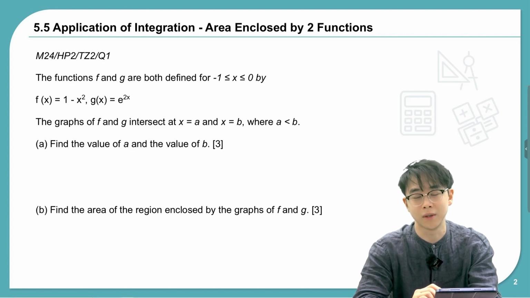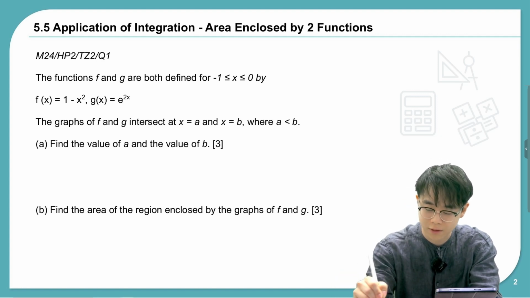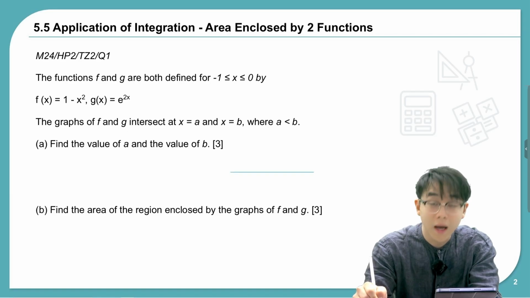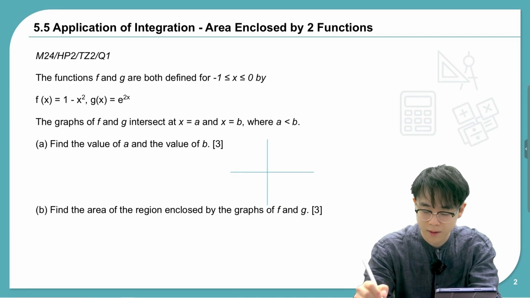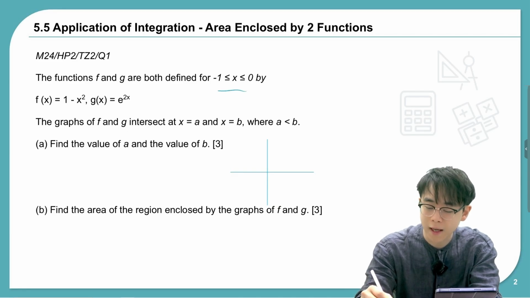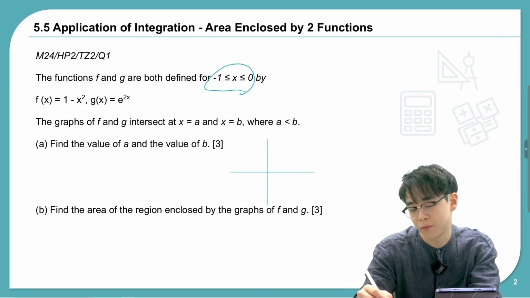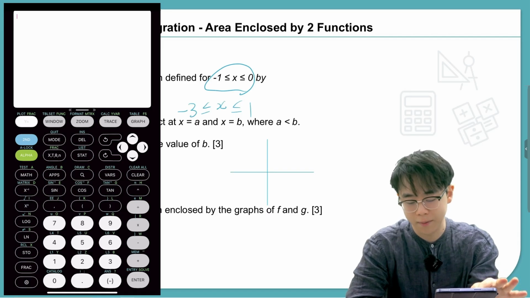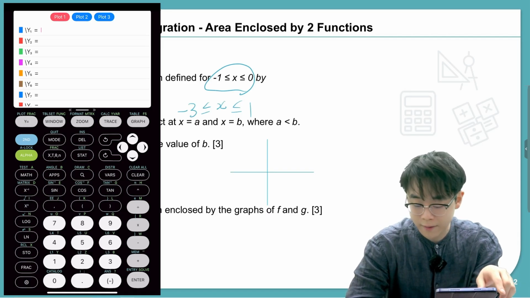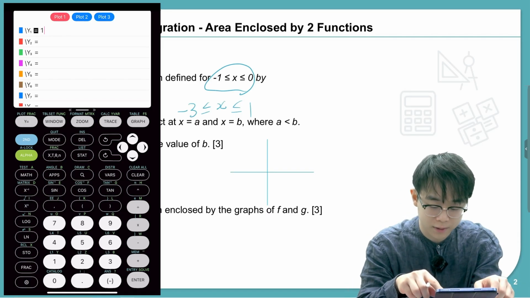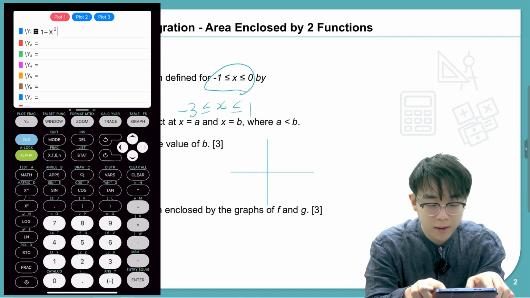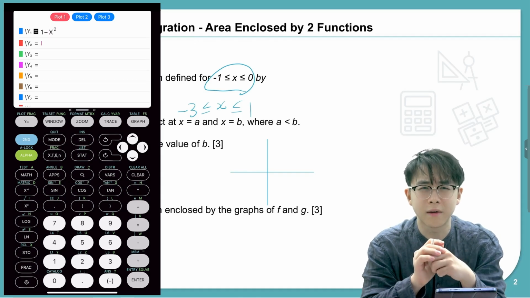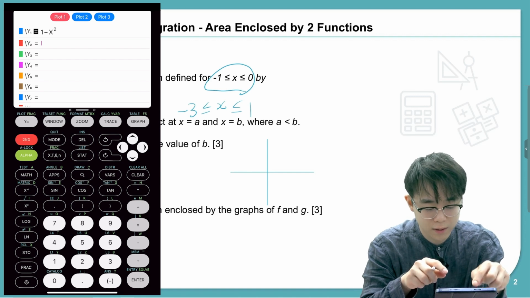So what we want to do is first graph this on our calculators, and set our windows appropriately. So make sure that we show from x's -1 to 0, but we might want to show from maybe -3 to 1, just so we can zoom out a little bit. So let's put in the two graphs. So we'd have 1 minus x squared, and then we would have e to the power of 2x.